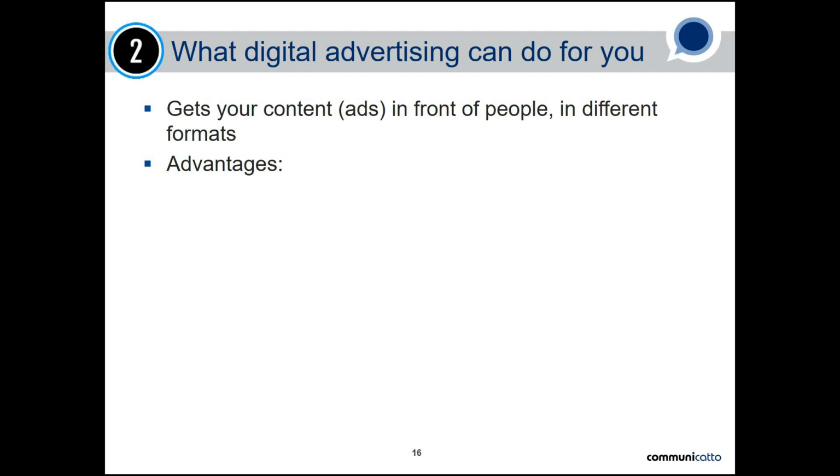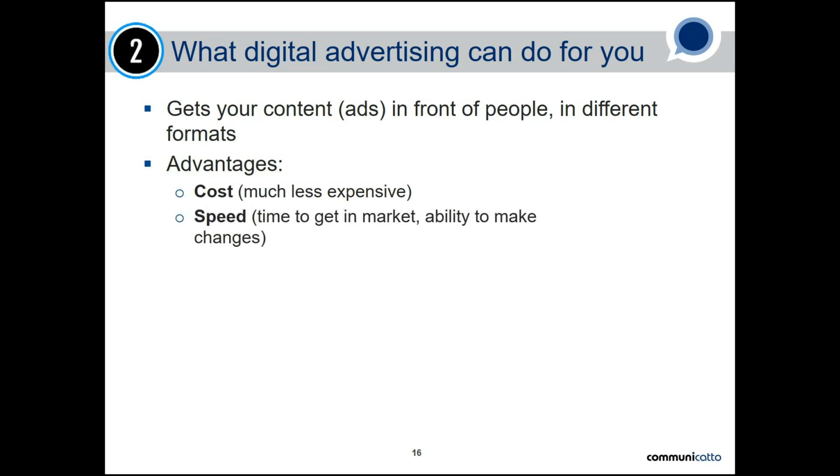The first and one of the most powerful ones is cost. It tends to be much less expensive, pound for pound, view for view, click for click, than traditional advertising. There are huge advantages when it comes to speed: the time it takes to get into market with these ads and also to make changes to these ads.